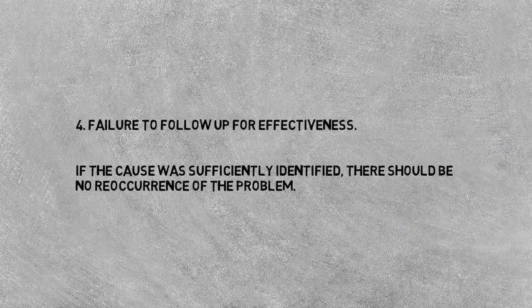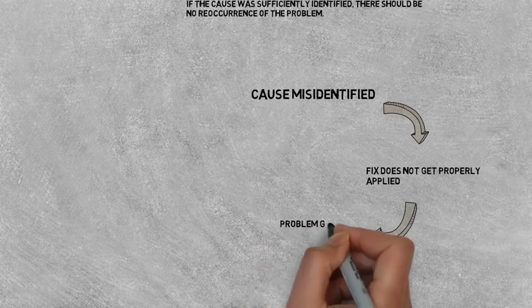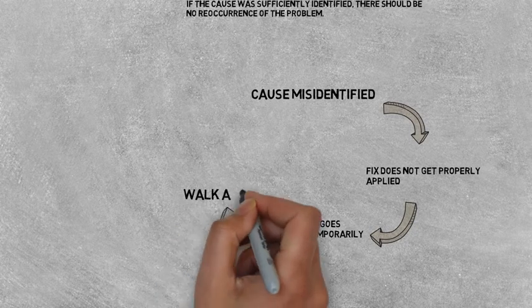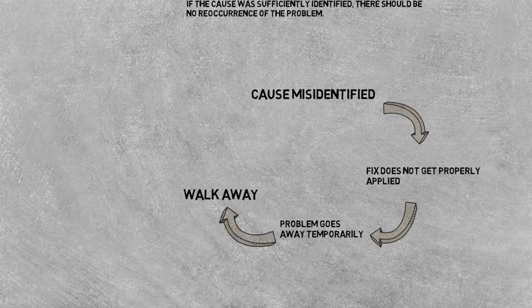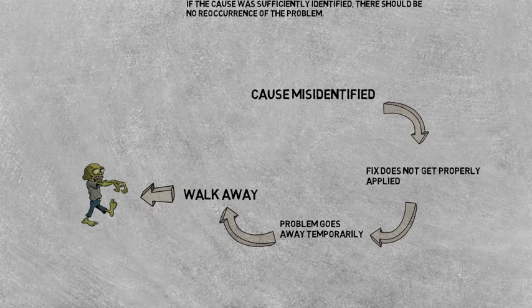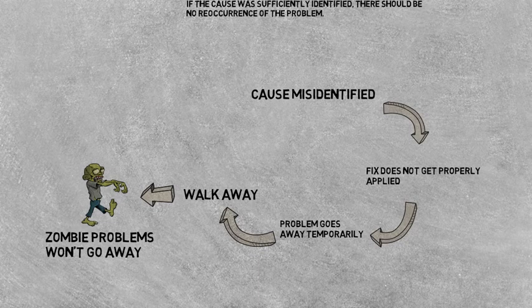Number 4, failure to follow up for effectiveness. If the cause was sufficiently identified, there should be no reoccurrence of the problem. This is what happens a lot. You misidentify the cause. The fix isn't properly applied, but the problem goes away temporarily. So you walk away and you get this. Zombie problems that won't go away. And the reason is nobody followed up for effectiveness.